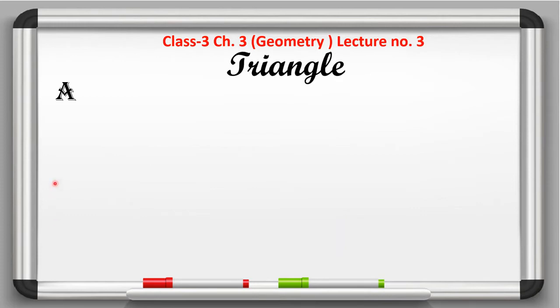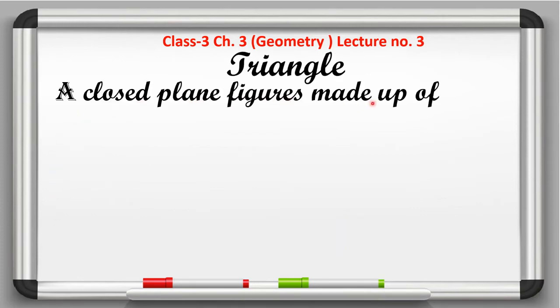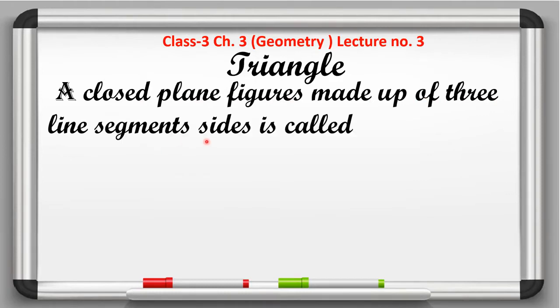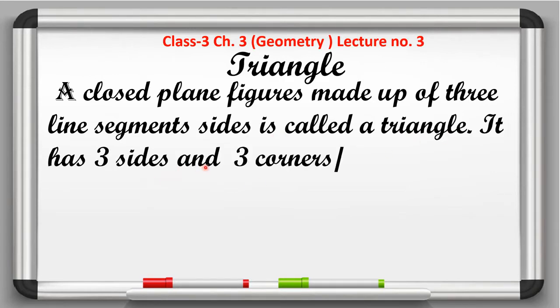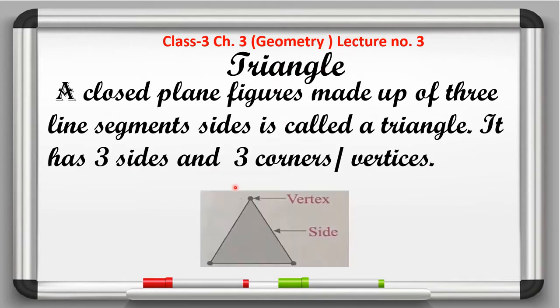Now the next one is triangle. So here in triangle, a closed plane figure made up of three line segments, sides, is called a triangle. It has three sides and three corners or vertices. Okay, तो बेटा थ्री कॉर्नर्स और थ्री साइड्स से मिलकर क्या बनती है हमारी ट्रायंगल बनती है. Now I am going to show you one triangle. Look this. This is a triangle made up of three line segments. It has three sides, 1, 2 and 3, and three corners, 1, 2 and 3. Understood? Corner or vertex, both are same.